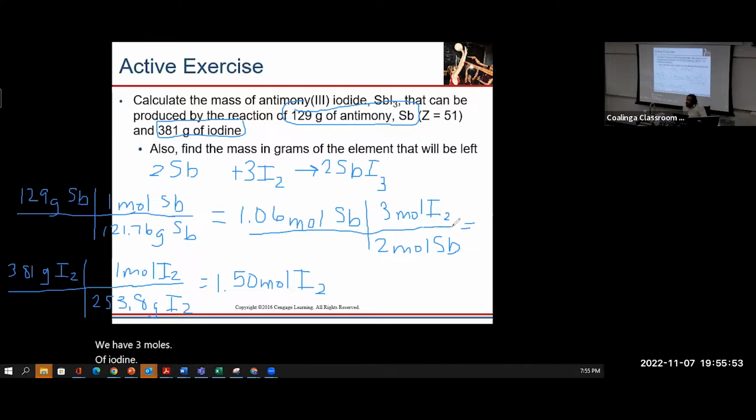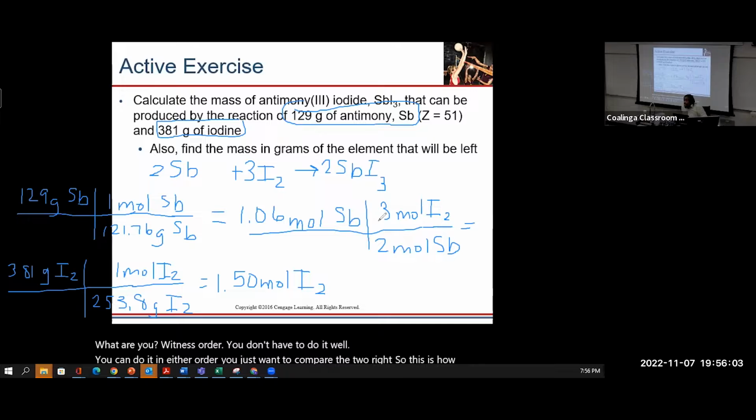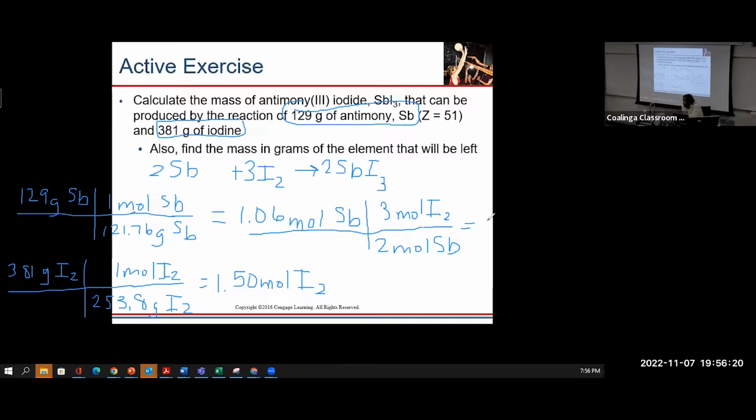Why do we do it in this order? Well, you can do it in either order. You just want to compare the two, right? So this is how much iodine we actually have. This is how much we need. Okay. So this would be 1.5.